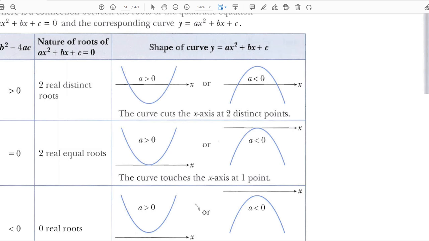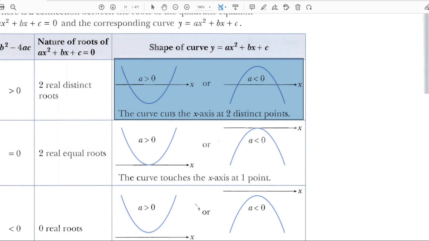As we have already discussed, if our discriminant is positive, that is greater than 0, it means we have two real distinct roots. And two real distinct roots means our parabola, or the graph of the quadratic equation, cuts the x-axis at 2 points. You can see on these two diagrams, the curve cuts the x-axis at two distinct points when we have discriminant greater than 0.